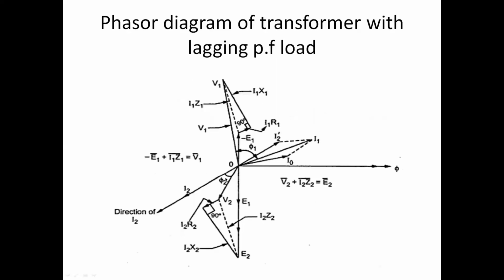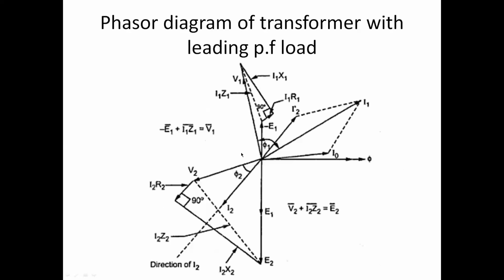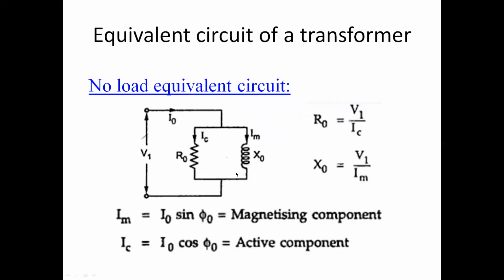At lagging power factor, see this I2 lags by phi 2. At leading power factor, your current leads. Okay. This vector diagram is not asked, but the no load condition you know.